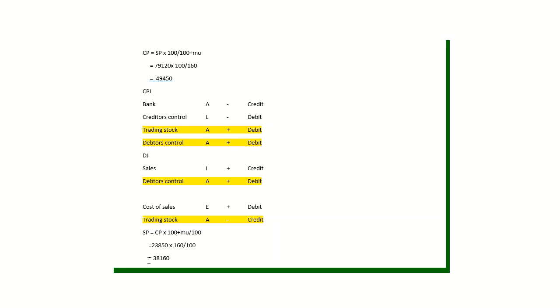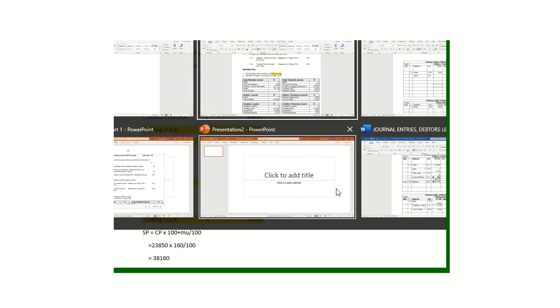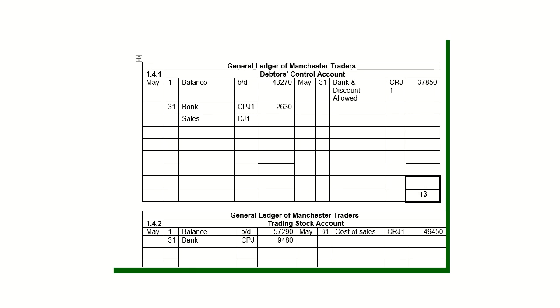Now, always make sure if you're working out, selling must be more than cost. So if I got less, it means I used the wrong formula. I must just change that part. But the selling price, 38160.